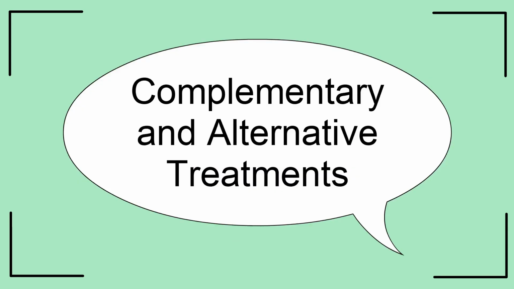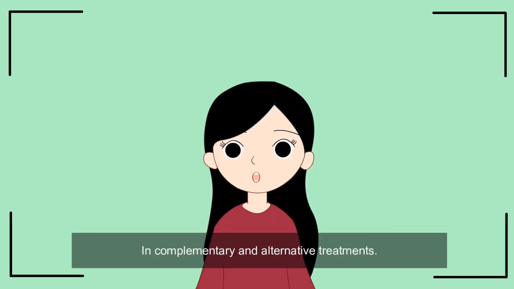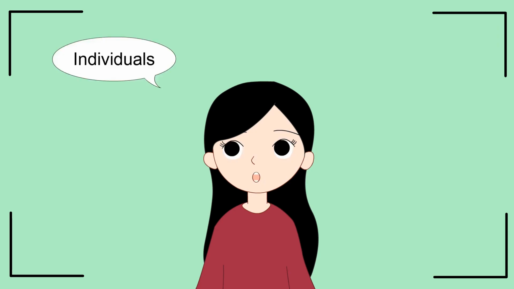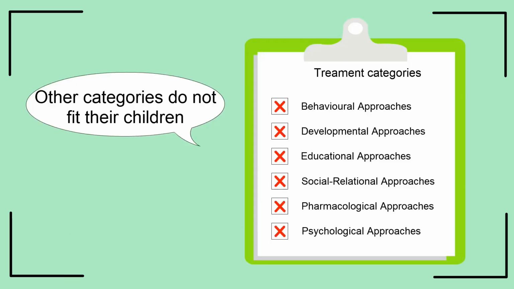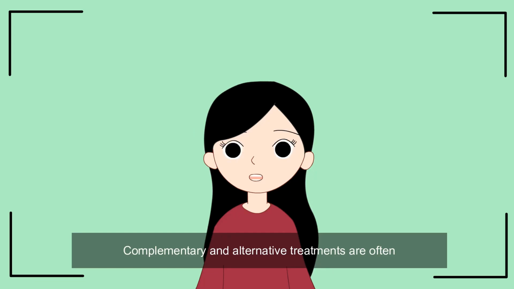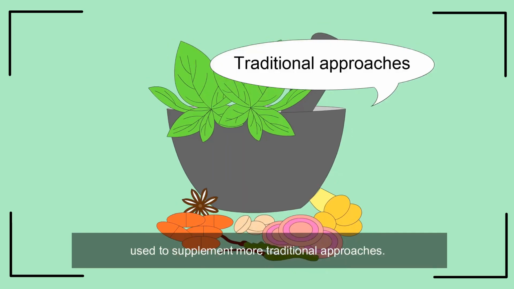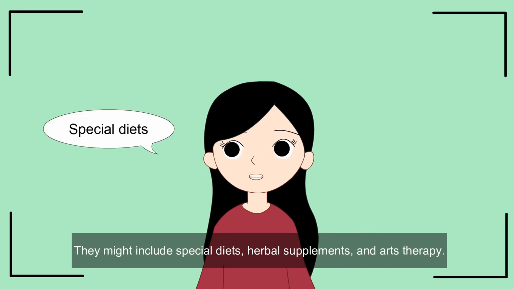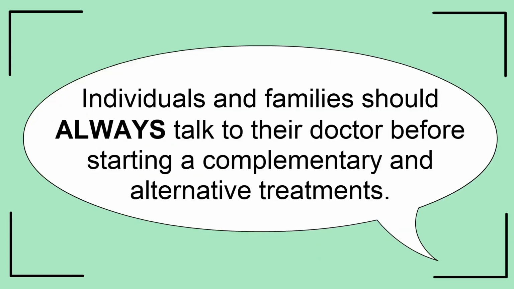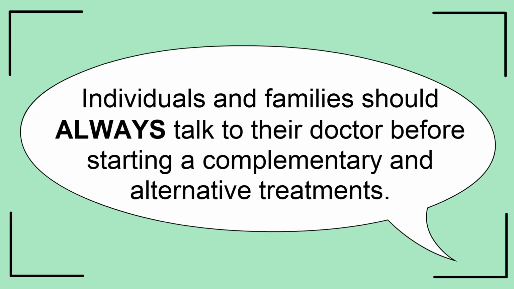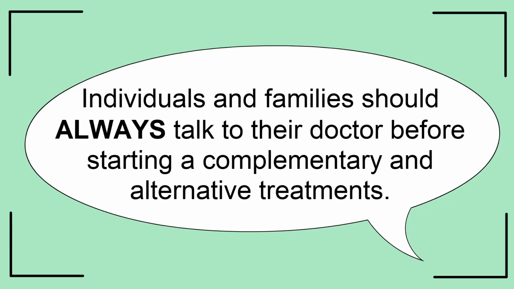Complementary and alternative treatments. Some individuals and parents use this treatment because other categories do not fit their children. Complementary and alternative treatments are often used to supplement more traditional approaches. They might include special diets, herbal supplements, or arts therapy. Individuals and families should always talk to their doctor before starting a complementary and alternative treatment.